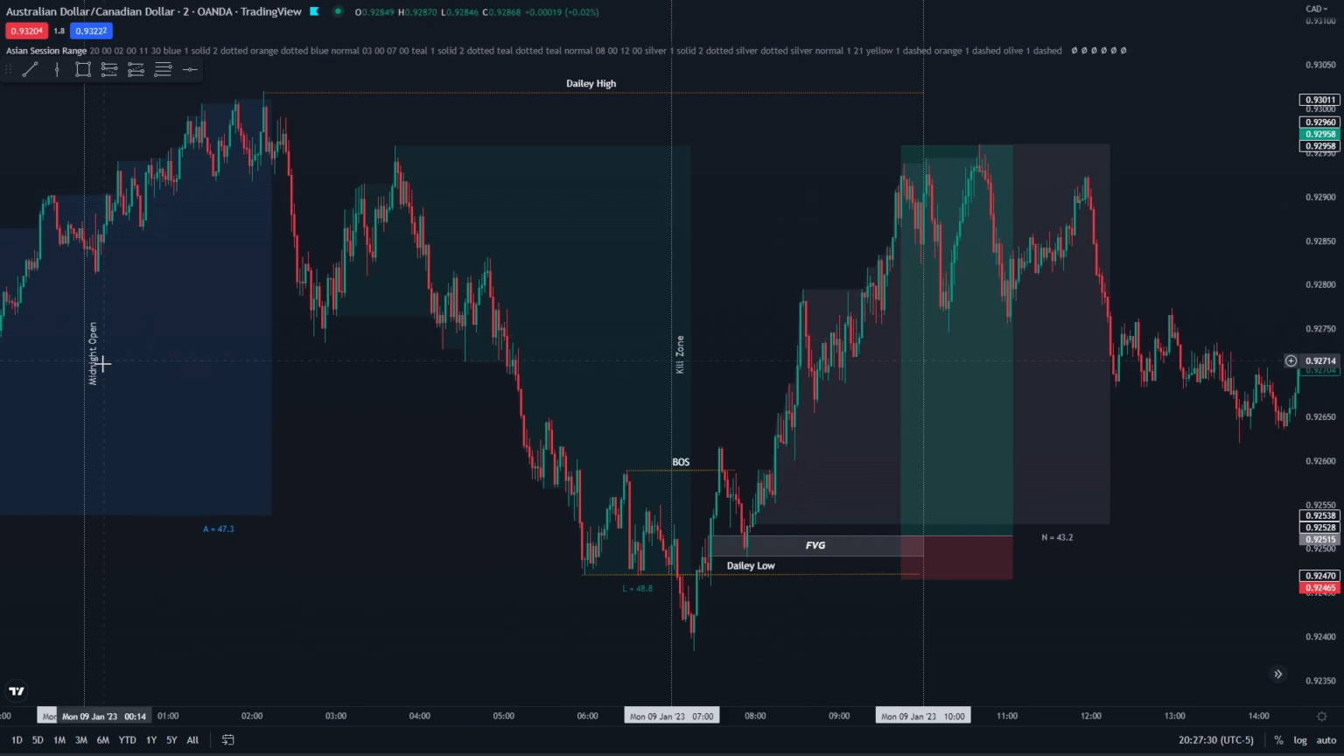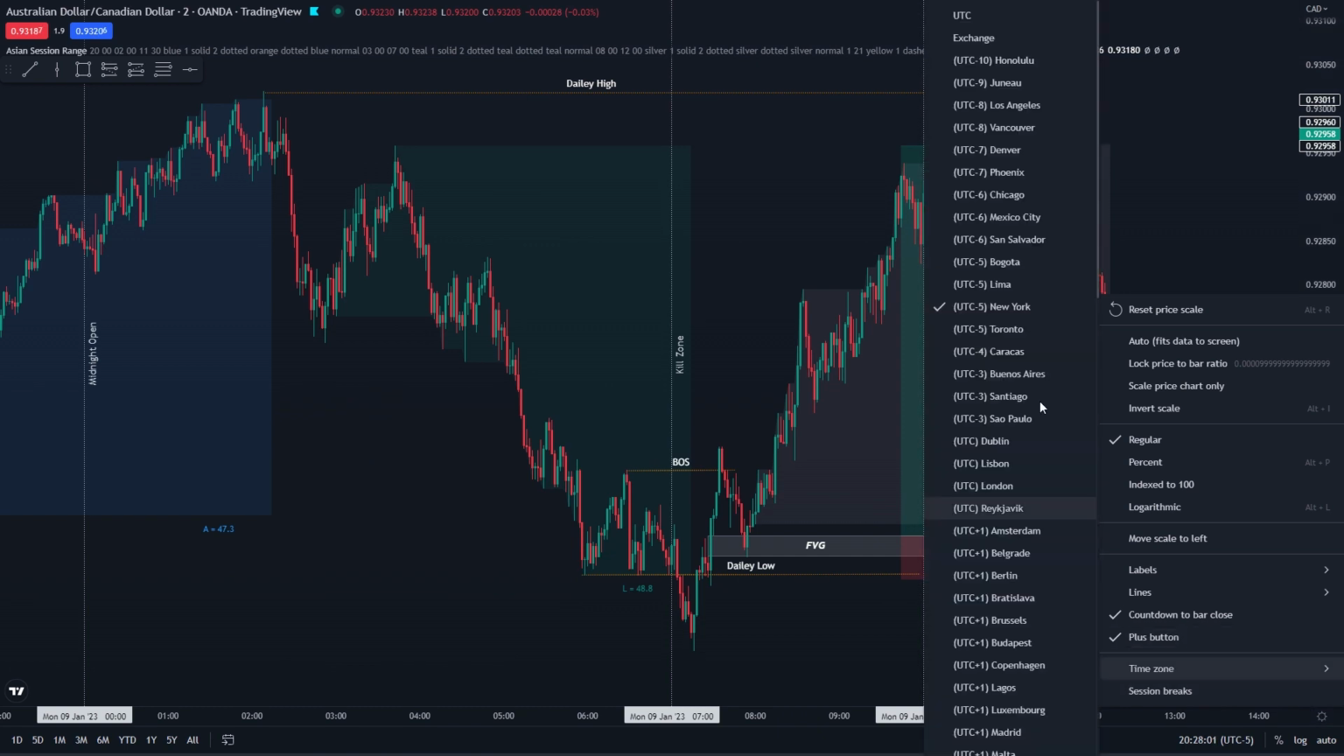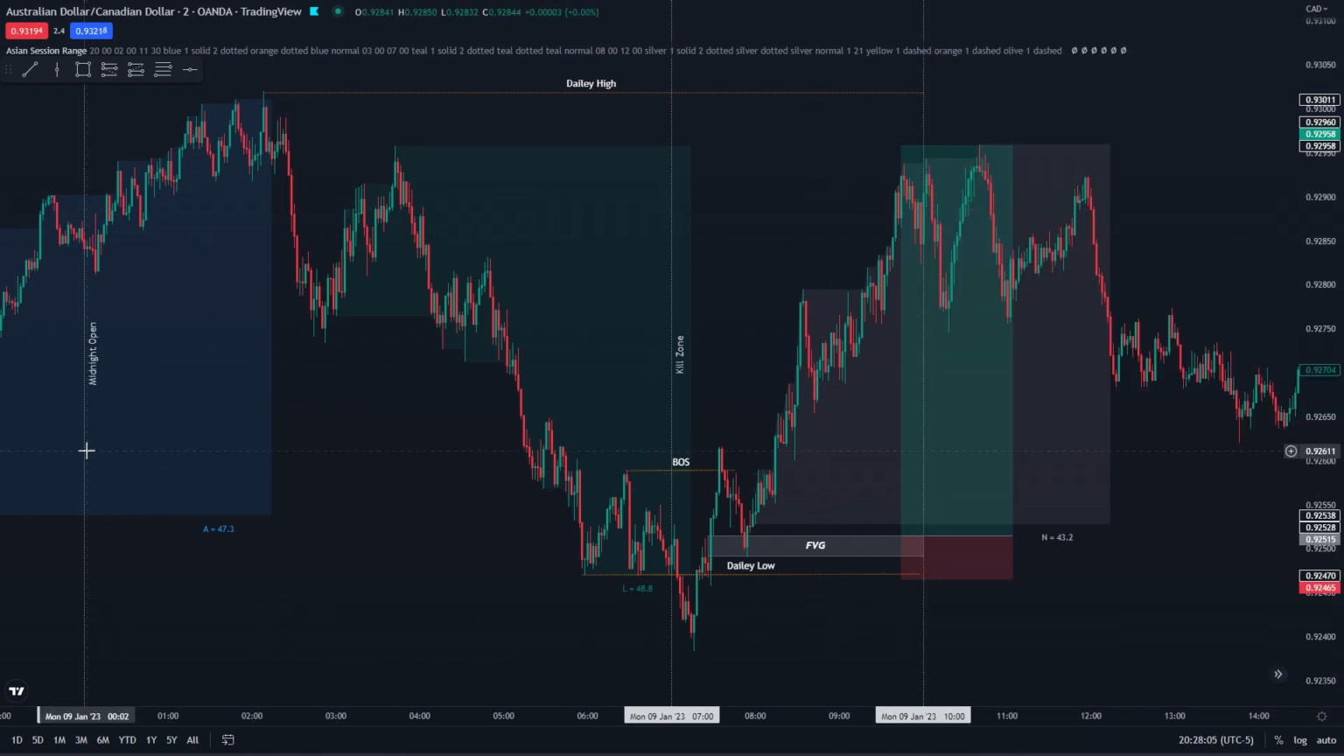As you can see, we have our midnight open, we have our kill zone, we have our daily low, our daily high, our fair value gap, and our entry. I'm going to show you how all of this comes together. You want to look for an Asian session range, which shows you all the sessions and what time they start. For this strategy, you want local New York time. Mark out your daily open, which is midnight New York time, and your kill zone, which is from 7 a.m. to 10 a.m. New York time.